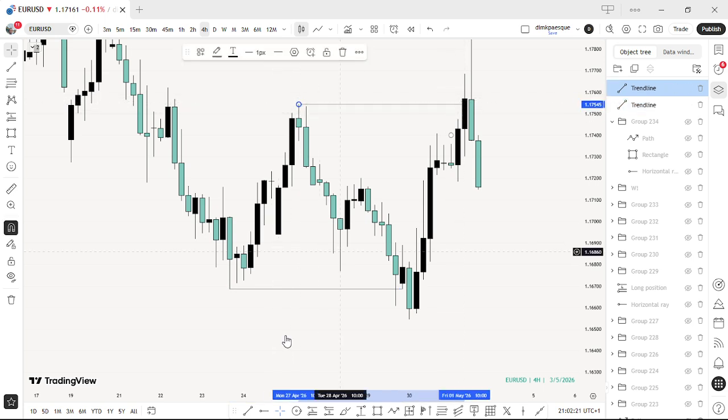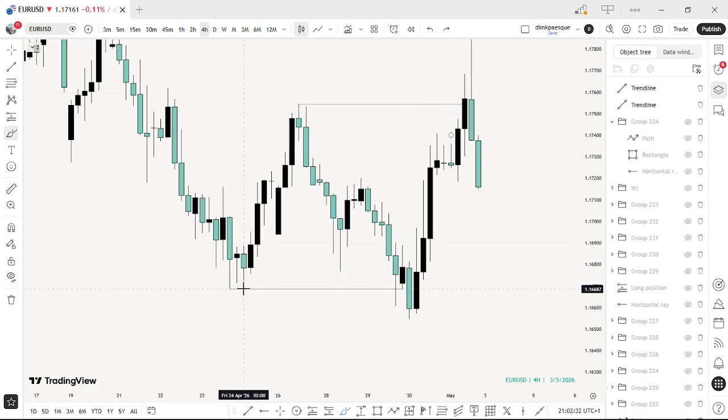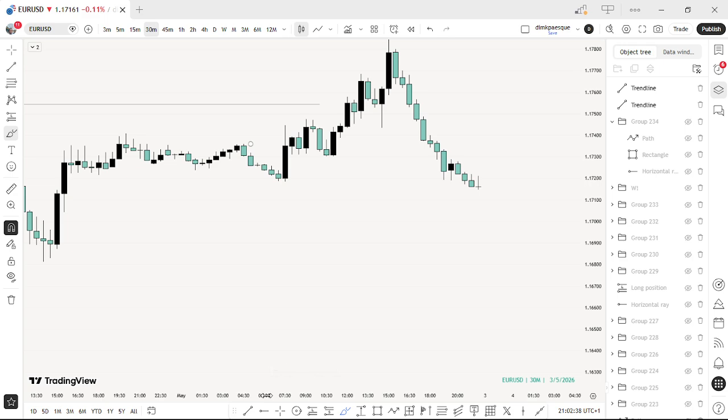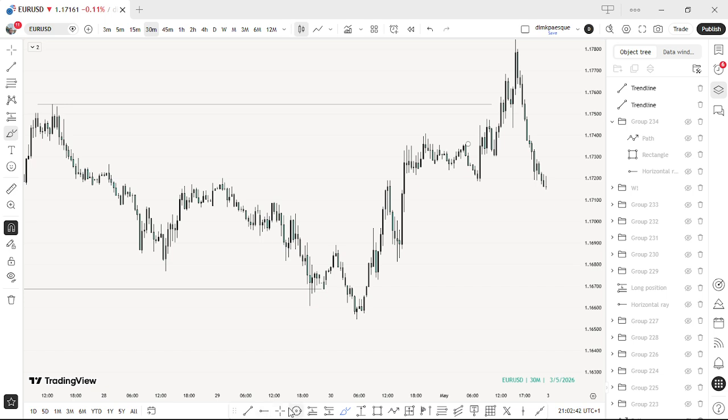So now, if the 4 hours is giving us this liquidity sweep that we've spotted here, right, we've swept liquidity, we failed to break and stay below this low. So for me, I start considering that a liquidity grab. So now look at the 30 minutes.